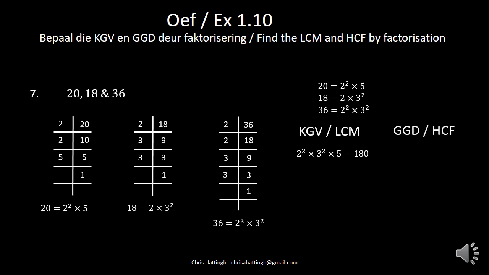And your HCF, you're only looking at common factors. So it's only the 2's that are common to all three numbers. And you're going to grab the lowest exponent. So it is 2.